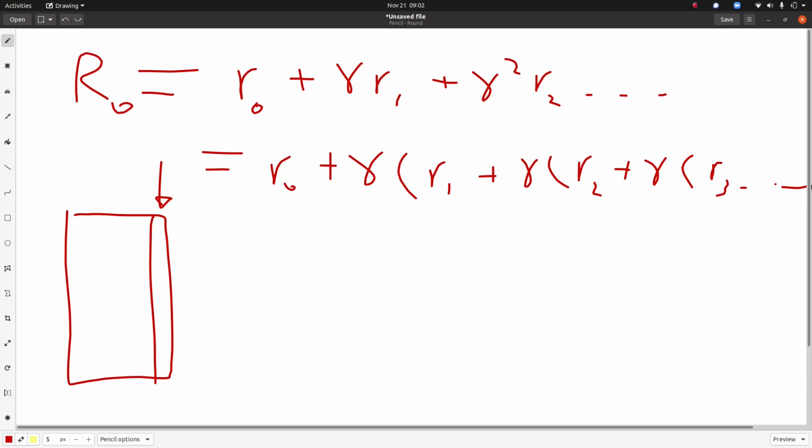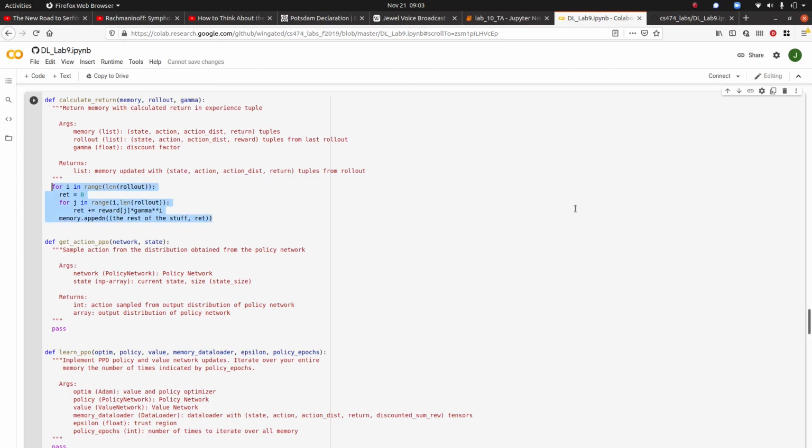Now, instead of calculating the return going forward, what if we calculated the return going backwards? Well then, the return for the last element in this list is just that reward. There's nothing else. The return for the element above it is the return that we just barely calculated, times gamma, plus that one. And so on and so forth going backwards. So let's see how we would code this out. Pseudocode.